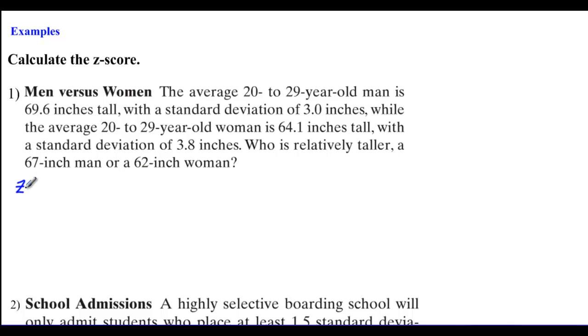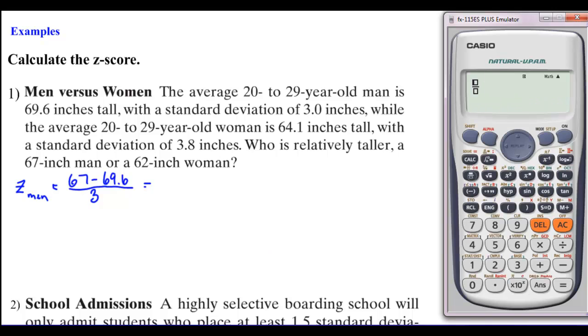So the Z-score for the men, we're going to take the data point, that's 67 inches, subtract that 69.6, and then divide by the standard deviation, which is 3. Let's see what that's going to give us right quick. So we've got the 67 minus that 69.6, and then dividing by 3. Let's convert that to a decimal by hitting the SD button. We're going to get negative 0.86 repeating.